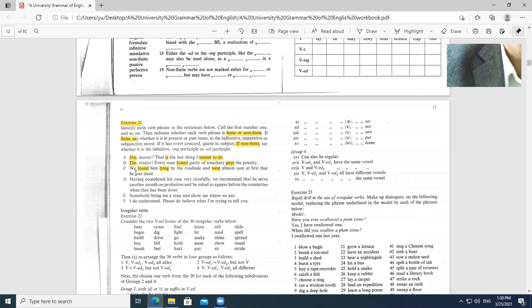Then "was", another verb, the same as "where": finite, past tense, indicative.